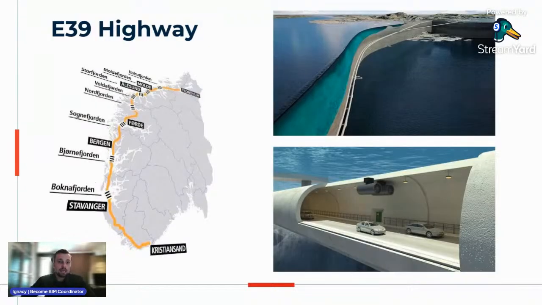And just to close the topic, more and more unusual projects will of course be conducted in Norway in the future. For example, this E39 highway, a ferry-free road from the west coast of Norway, from Kristiansand all the way up to Trondheim. There are planned massive constructions like an underwater floating tunnel, which we can see here, and huge suspension bridges. For sure, those projects will be conducted in BIM, and BIM will play a crucial role here. I'm actually looking forward to being a part of those projects in the near future.